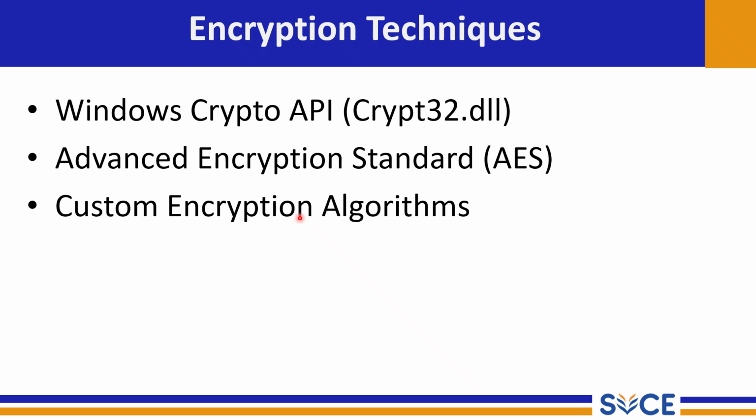So status is equal to BCryptEncrypt(hKey, data, dataSize, NULL, iv, ivSize, encryptedData, encryptedDataSize, &dataSize, 0). Okay. And next, for decrypting the data, BCryptDecrypt, we have to pass the arguments like hKey, encryptedData, encryptedDataSize, NULL, iv, ivSize, decryptedData, decryptedDataSize, &dataSize, 0.